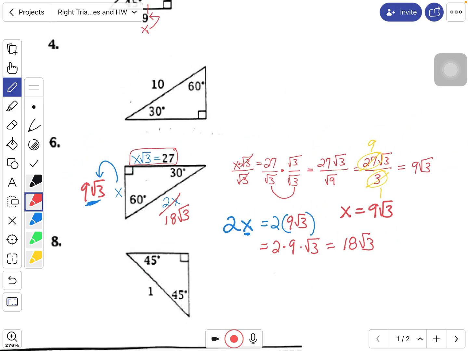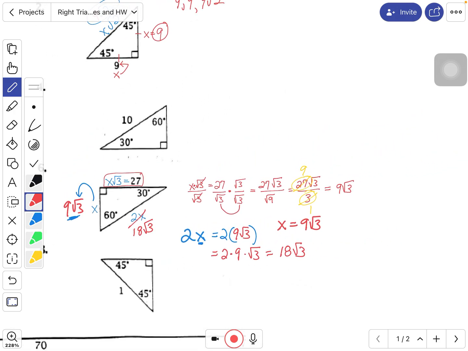I put my sides in order from smallest to largest. And to write my final answer, it's going to be 9 square roots of 3 is my shortest side, 27 is the medium side, and then 18 square roots of 3 is our hippopotamus, or our hypotenuse, however you want to look at it.